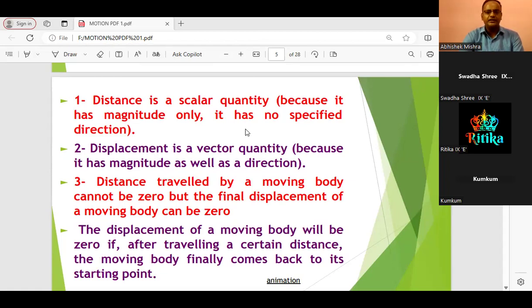then definitely we have to say that distance is a scalar quantity because it has magnitude only, but it has no specified direction. And displacement is definitely a vector quantity because it has magnitude as well as direction associated with it. The distance traveled by the body cannot be zero, but the final displacement of the body can be zero.